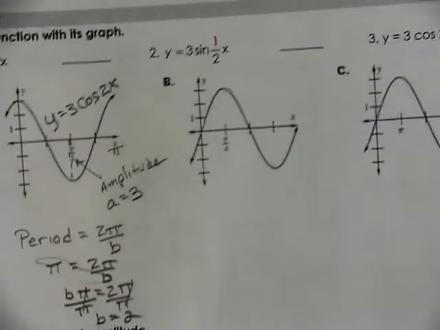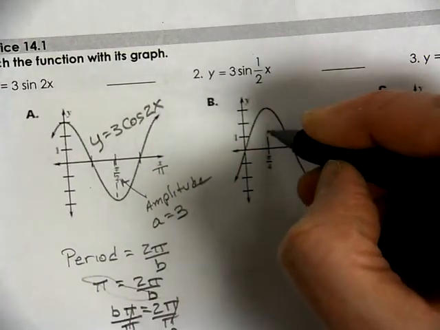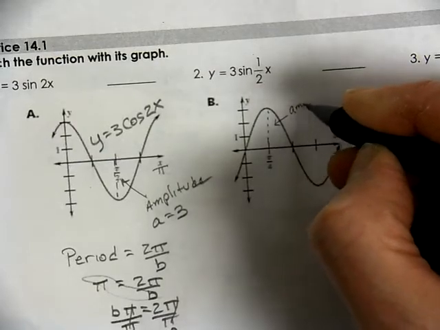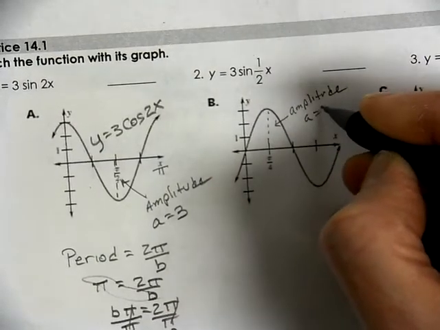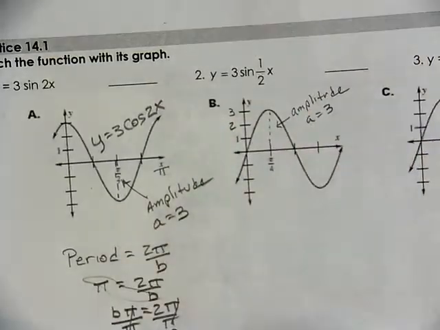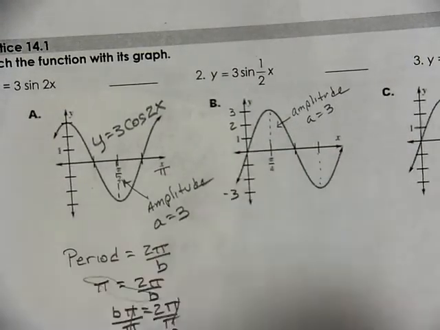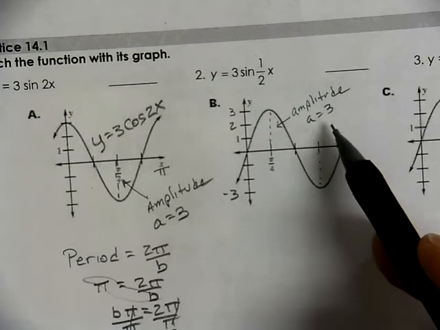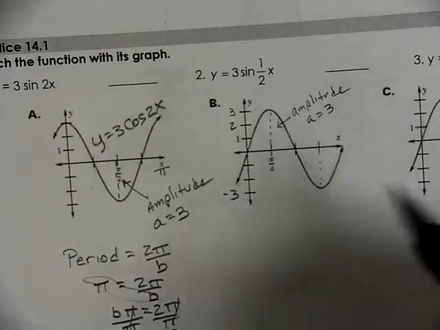Let's look at the next graph, what we would have here. We have an amplitude, so my A equals 3 again. It goes up to a height of 3. It also goes down to a negative 3, which is also an amplitude. So the amplitude is 3. It looks like a sine graph.